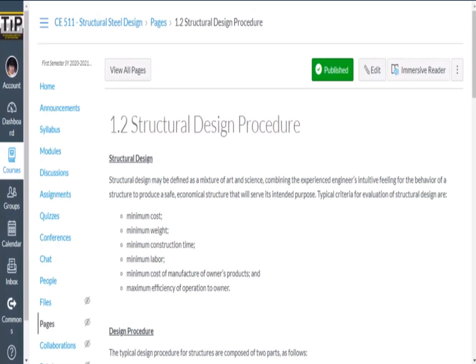Now, if you observe, the word safe comes first before the word economical, precisely because we need to prioritize the safety of the end users before you consider the economy. So you need to balance the safety or the quality of the structure compared to its cost.